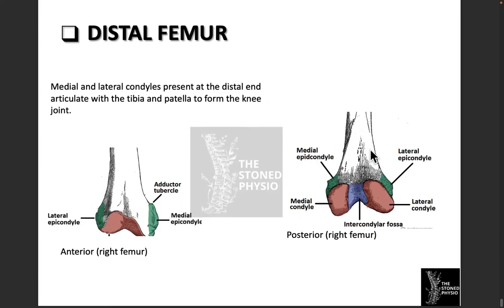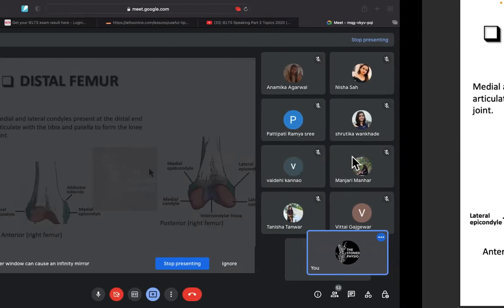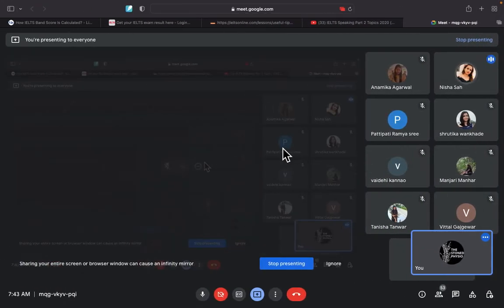Can anyone tell me which muscle is present on the posterior aspect here? A small muscle, triangular shape. The popliteus muscle is present here. Can anyone tell me the function of the popliteus? Locking of the knee joint? There are two mechanisms of the knee joint: locking and unlocking. Is it for locking or unlocking? It is for unlocking. The popliteus muscle is for the unlocking of the knee joint.